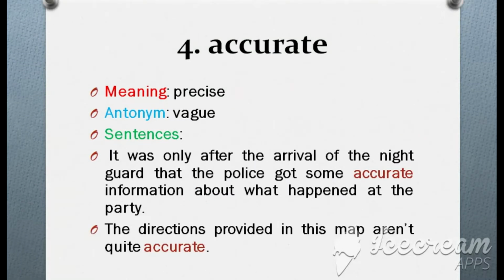Word number 4, accurate. It means precise, to be exact, to be precise. And the opposite of this word is vague. Sentence number 1 with the word accurate. It was only after the arrival of the night guard that the police got some accurate information about what happened at the party. Sentence number 2. The directions provided in this map aren't quite accurate.